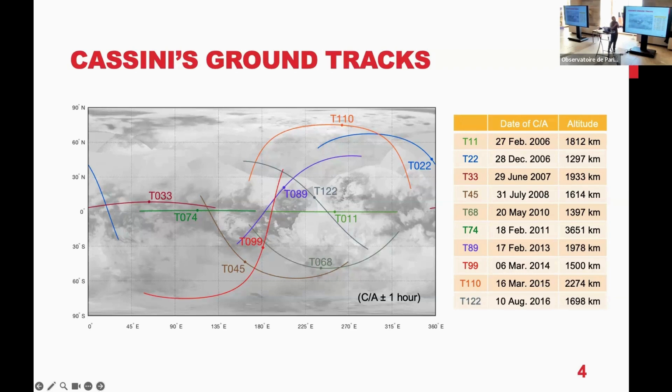So looking at the altitude of the closest approach, the maximum was reached in Titan pass T75-4 with an altitude of 3,600 kilometers, whereas the minimum was achieved during T22, where the altitude was only 1,300 kilometers, where the effect of the atmospheric drag became important, and thus it must be accounted for when we integrate the spacecraft trajectory.